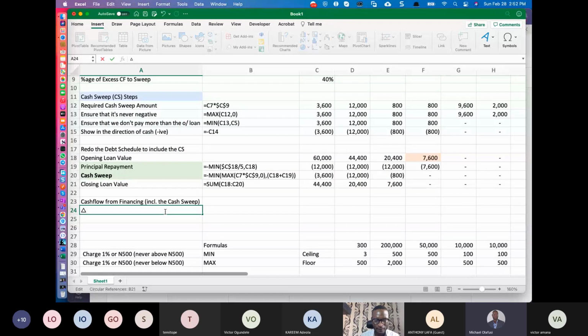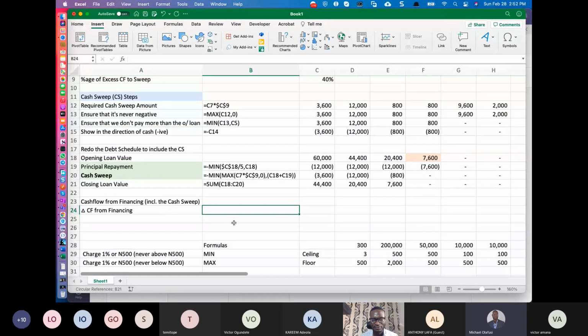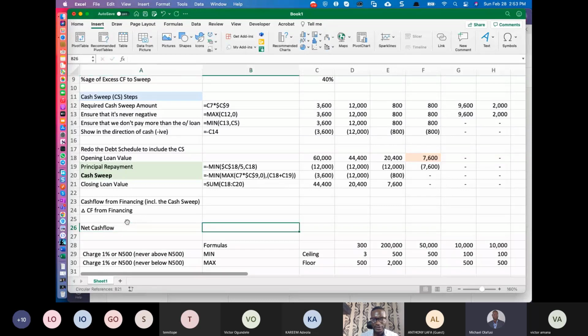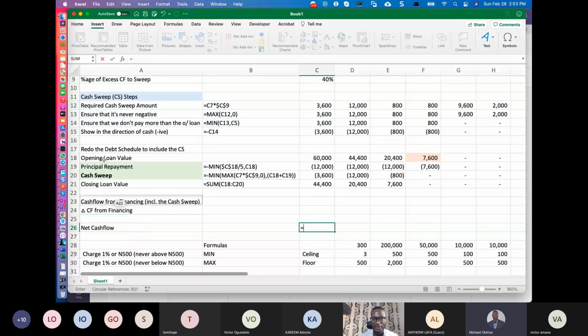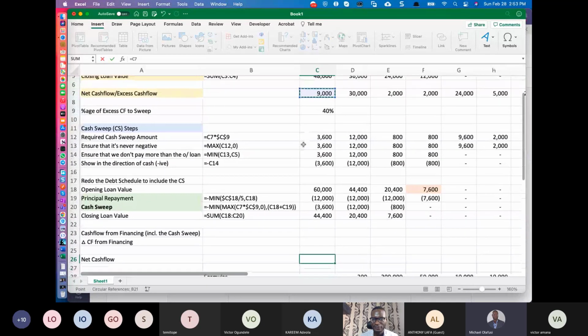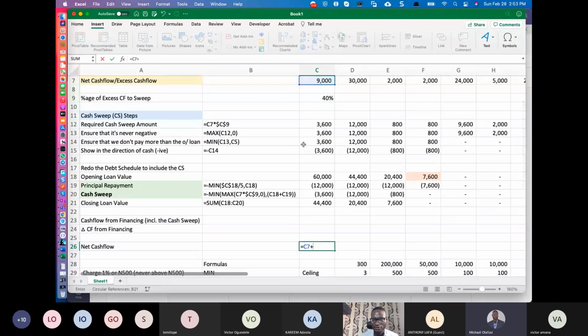Okay, so this will affect our cash flow from financing. So it will show as if we paid more than when you didn't have a cash sweep, right? So when you factor that in, you will now have your true final net cash flow, which, if we look at what we had before, is just the original net cash flow, factoring in the additional money you swept.